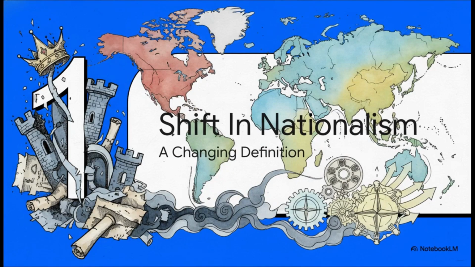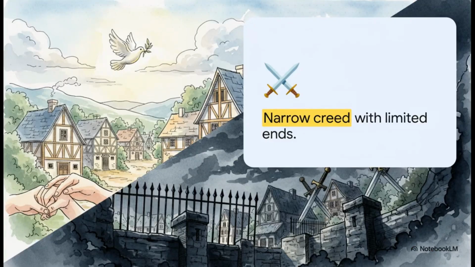Section 1, the shift in nationalism. Let's look at how this definition changed. So we really need to understand how the definition of a nation drastically shifted during this time frame. Think of the first half of the 19th century kind of like a neighborhood coming together to govern itself, right? It was idealistic. It was all about liberal democratic sentiments, kicking out the monarchs, and essentially throwing these massive block parties of freedom. But by the last quarter of the century, nationalism morphed into this narrow creed with super limited ends. Our neighborhood analogy, it mutated.